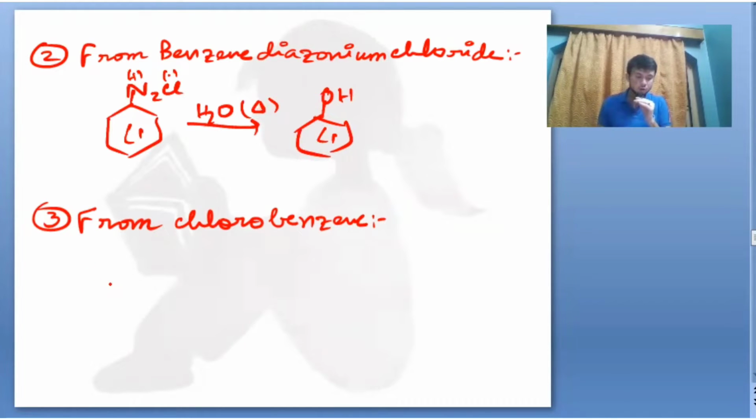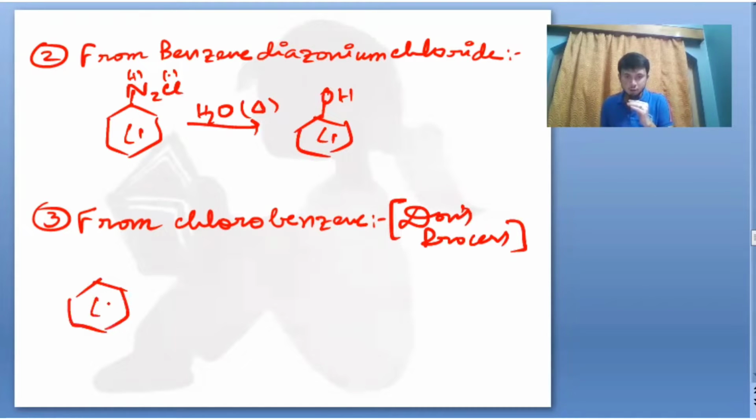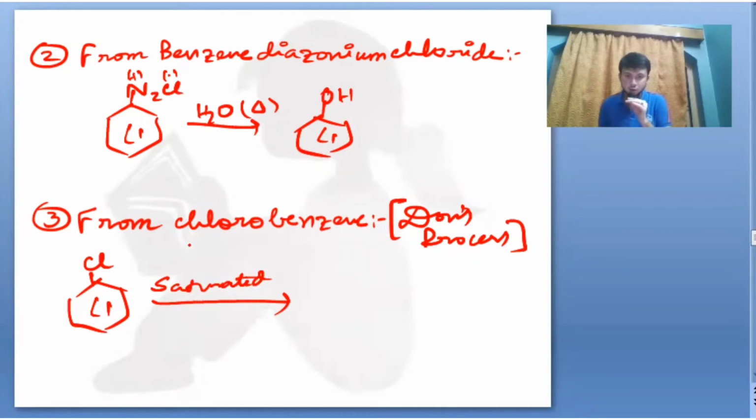You just have to remember the reagent, that is boiling water, so it will give us phenol. Now from chlorobenzene, this process where we derive phenol from chlorobenzene is called the Dow process. You have to remember the reagent here because that is very important. They can ask you only the reagent, so you just have to remember it. That is saturated Na2CO3.